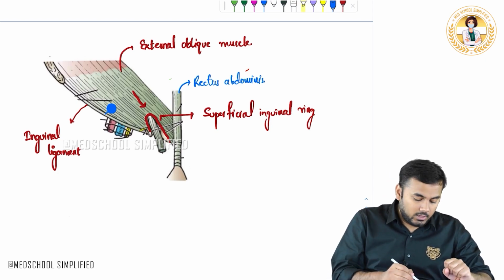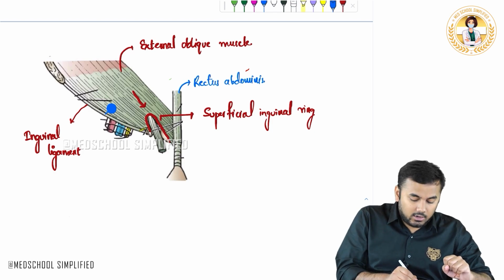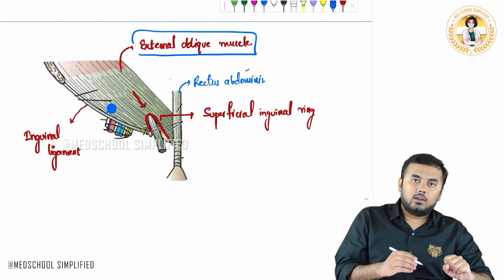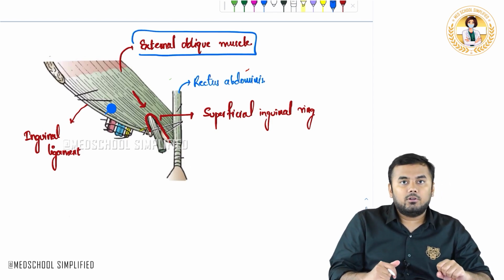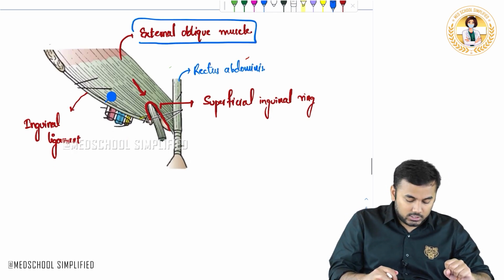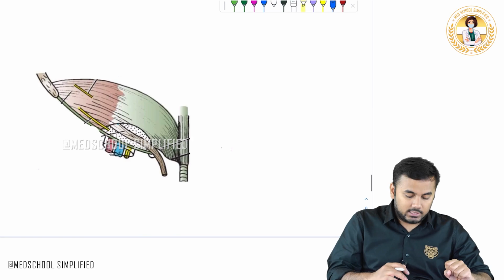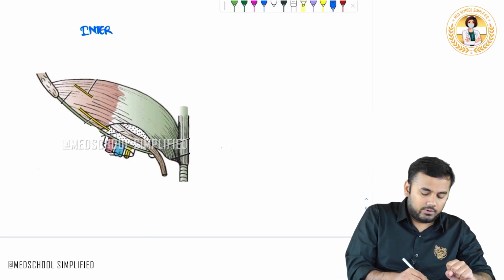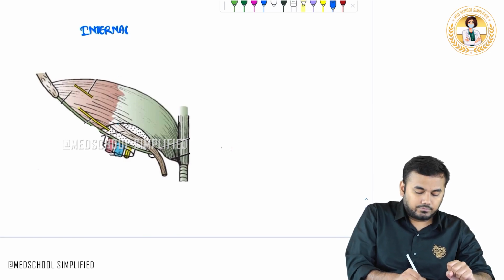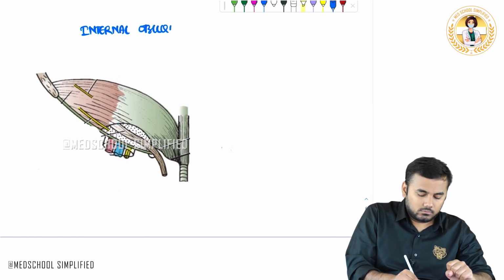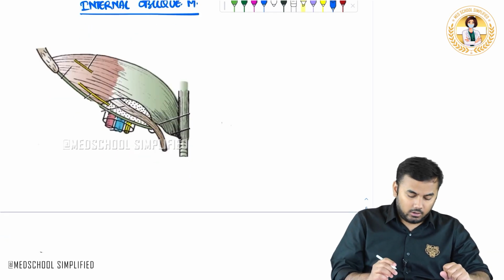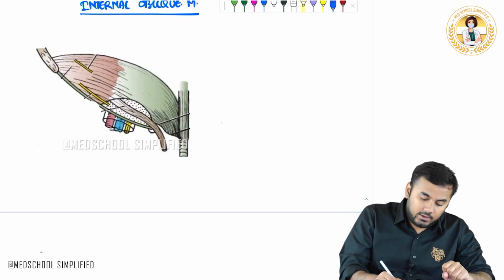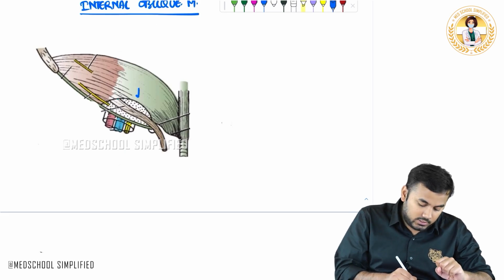But by the way, if you see here, this is the external oblique muscle. After the external oblique, if I remove this layer, the next layer will be the internal oblique. So just look at the next layer here. See, this layer is called the internal oblique muscle. If you look at the internal oblique muscle, you can see the inguinal canal here. See, this one is the inguinal canal.